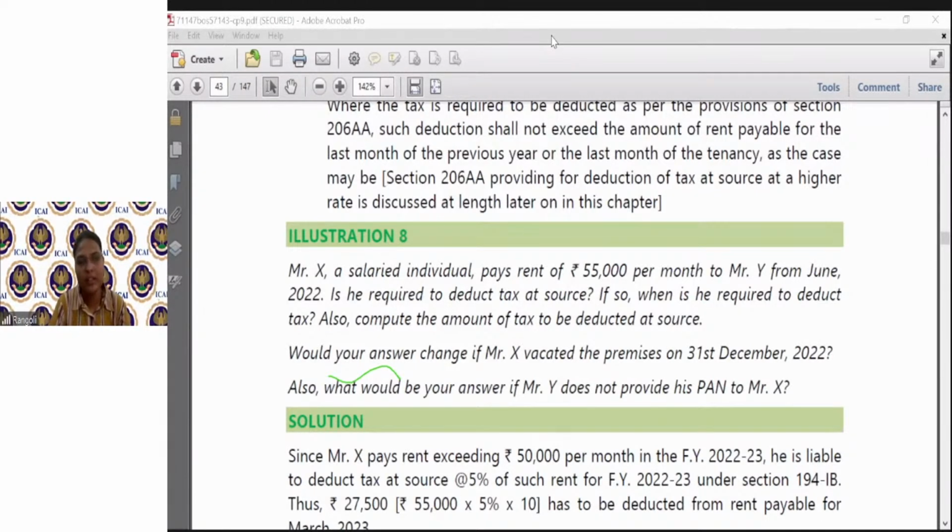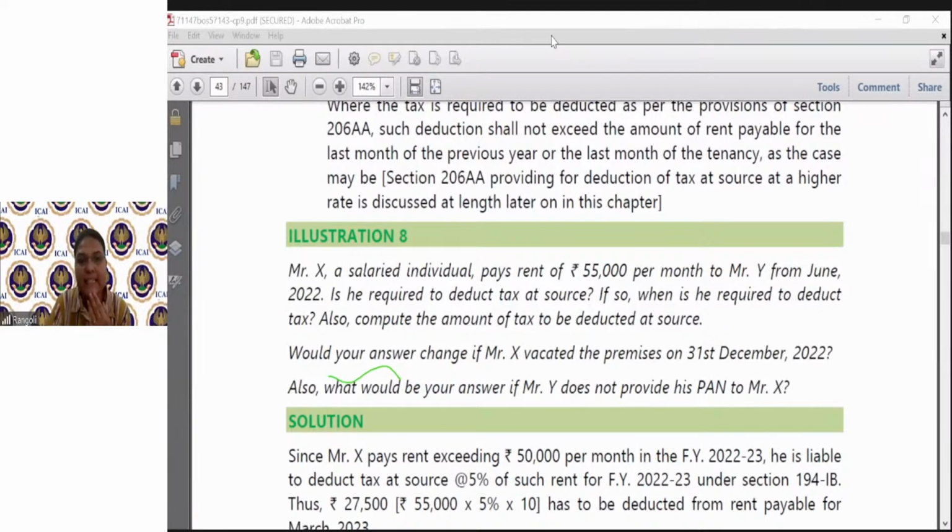So here in illustration number 8, Mr. X is a salaried employee and pays rent of 55,000. Mr. X is salaried, so last year there was no business, right? So section 194I is not applicable. But here the rent is more than 50,000 per month. So Mr. X is required to deduct TDS under section 194IB.